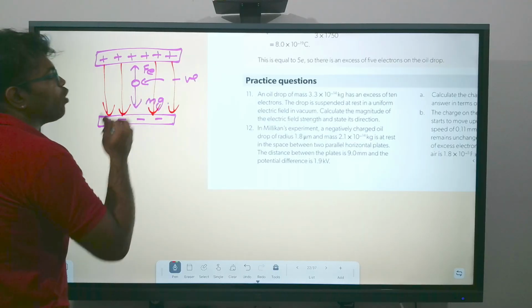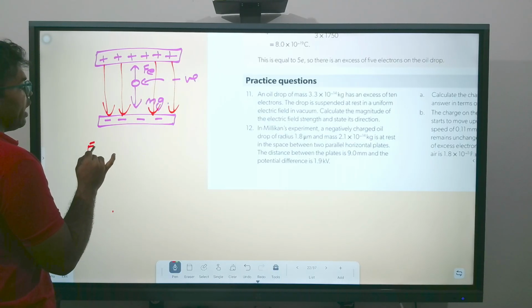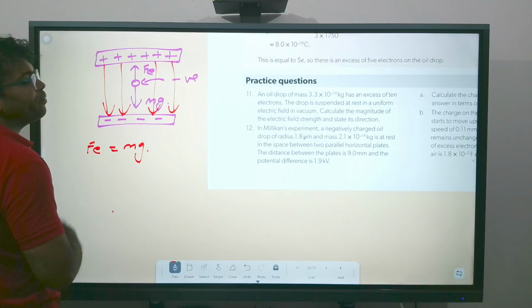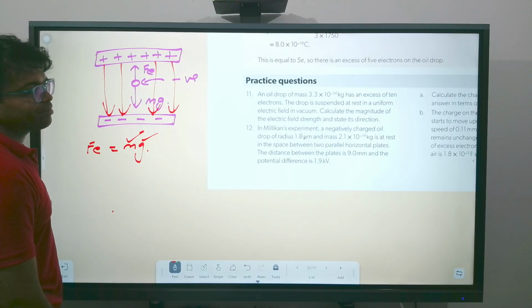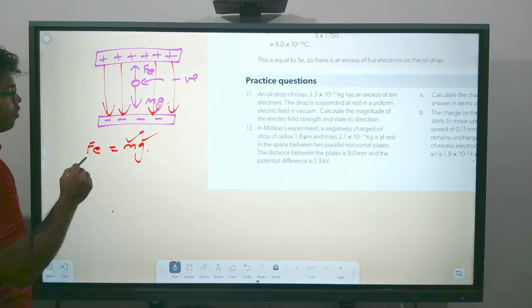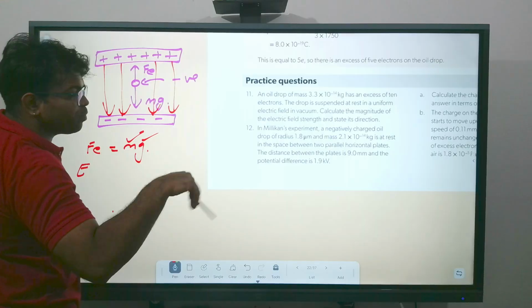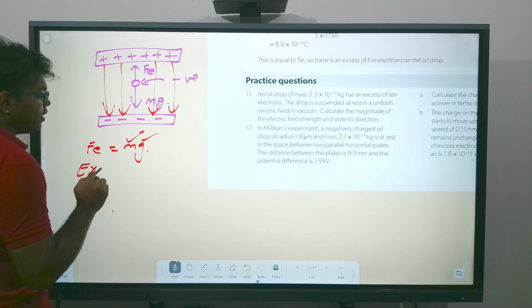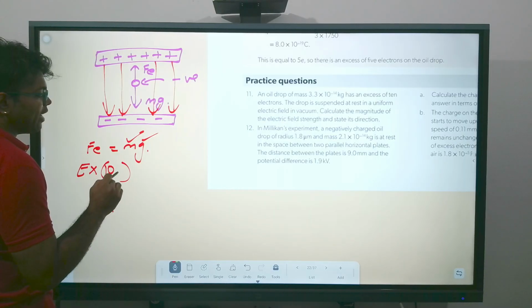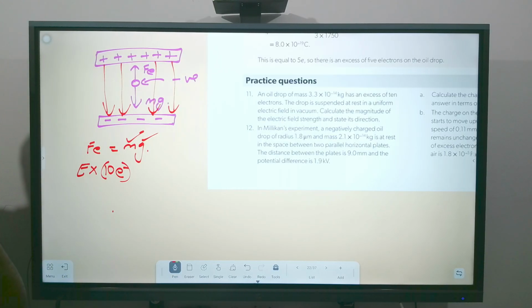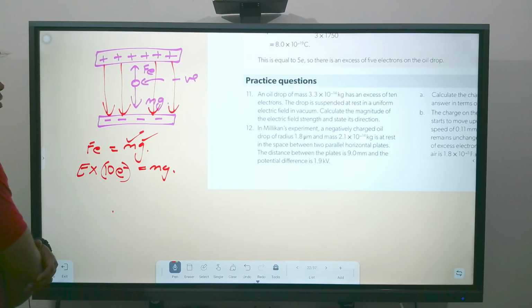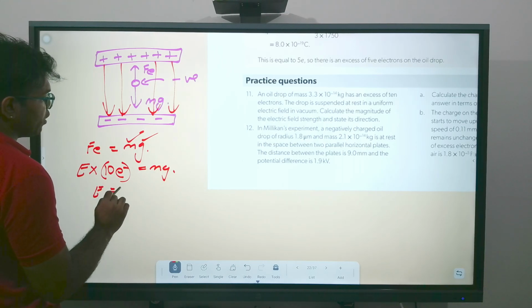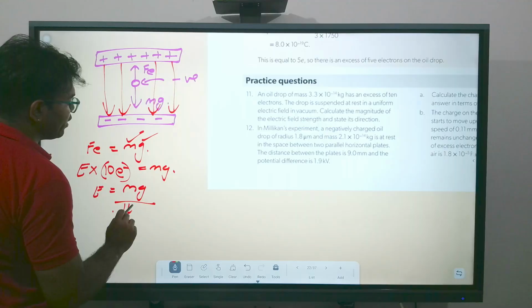Okay. Now, for the oil to get suspended, what should happen? Fe should be equal to mg. We know the value of m, we know the value of g, right? Okay. Now, Fe can be written as electric field, that is the force per unit charge, multiplied by charge. So how much is the charge? 10 electrons, should be equal to mg. So electric field should be equal to mg upon 10e.